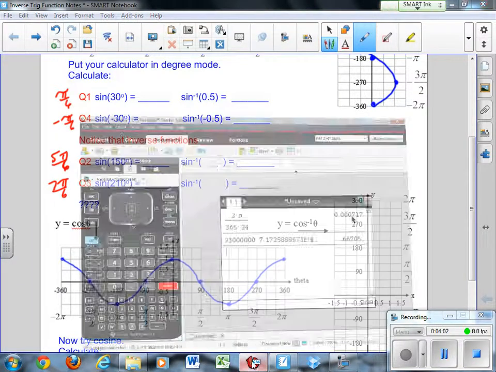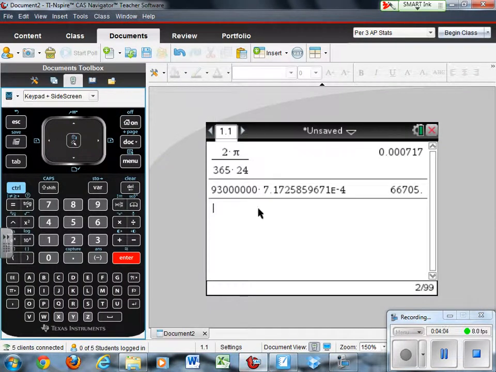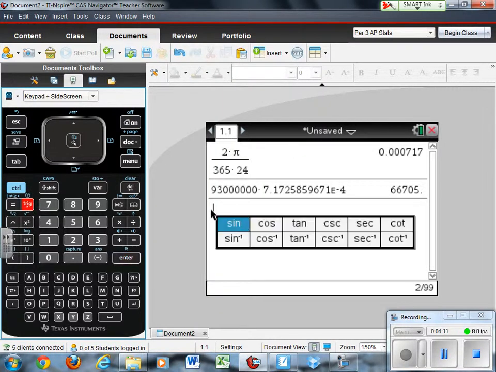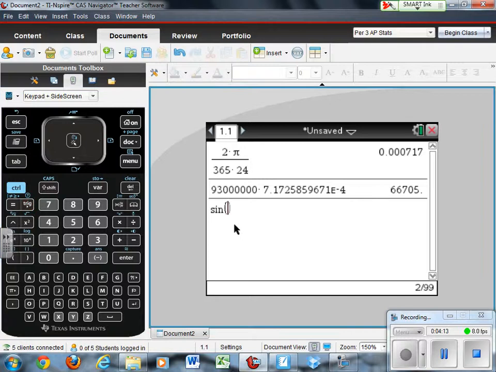So on your calculator, I've got some other stuff on here. We can ignore that. But on your calculator, we're going to start out by putting in sine of 30, which is sine of pi over 6.